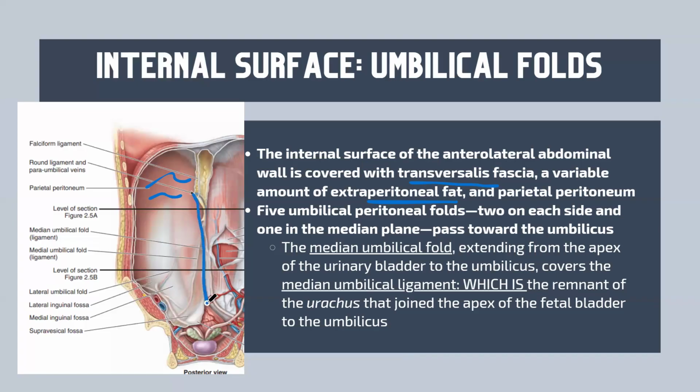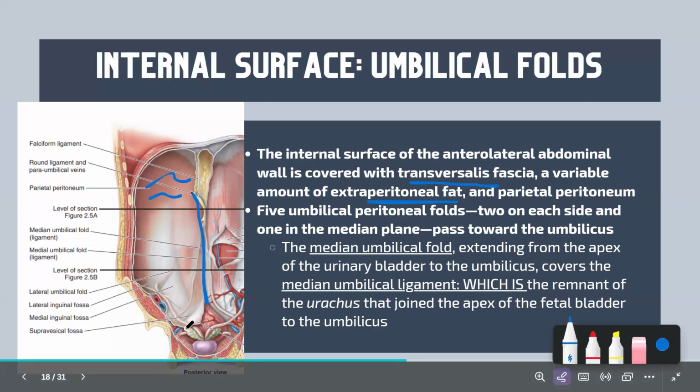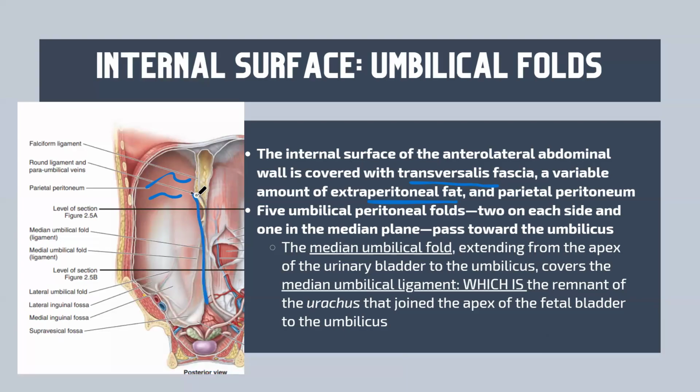It goes from the apex of the urinary bladder here. This is the urinary bladder. And going up into the umbilicus, where the umbilicus has round ligaments and paraumbilical veins. They are rudimentary arteries that were present when we were a fetus. Okay. And we also have the medial umbilical ligament, which is the remnant here, inside the fold, which is a remnant of the urachus that joined the apex of the fetal bladder to the umbilicus.